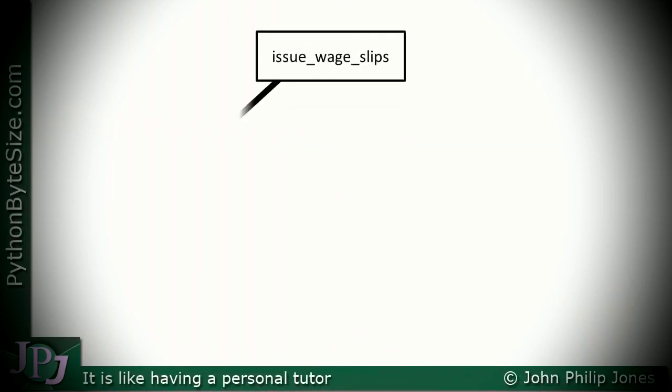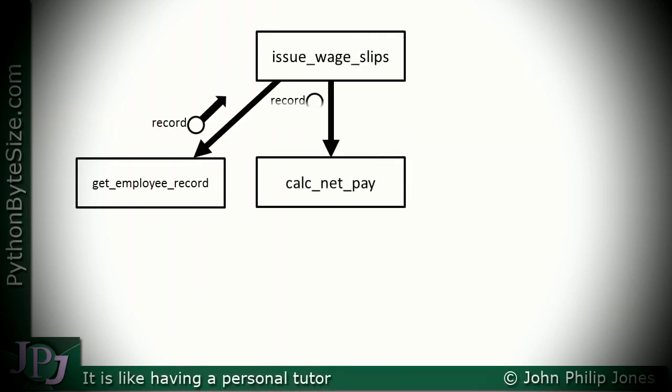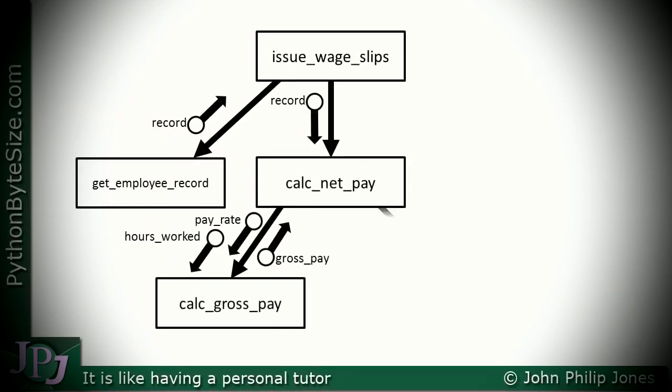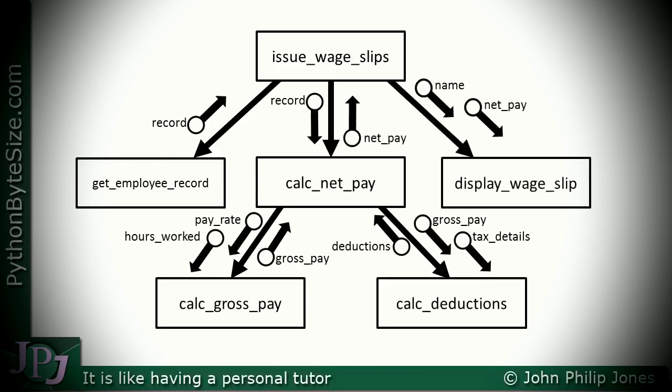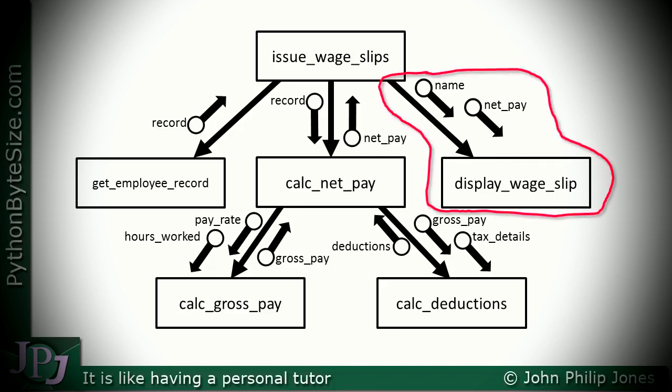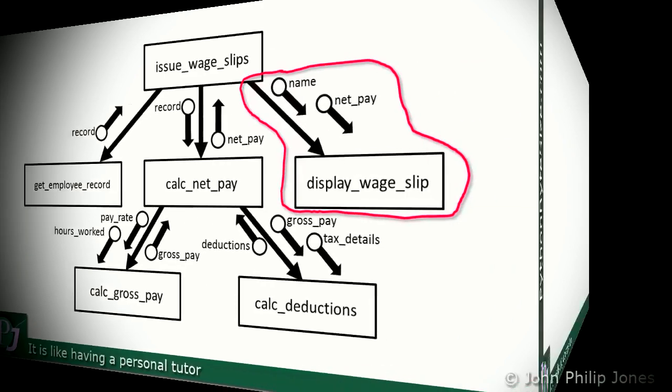Previous videos in this playlist have actually shown this structure chart where we can see modules are being called and parameters are being passed between these modules. What we're going to do here is have a look at this structure chart again, but in particular we're going to be concentrating on this function here, which we can see is called display wage slip, and it's being passed input arguments, name and net pay. So we're going to actually implement this particular function in this video.